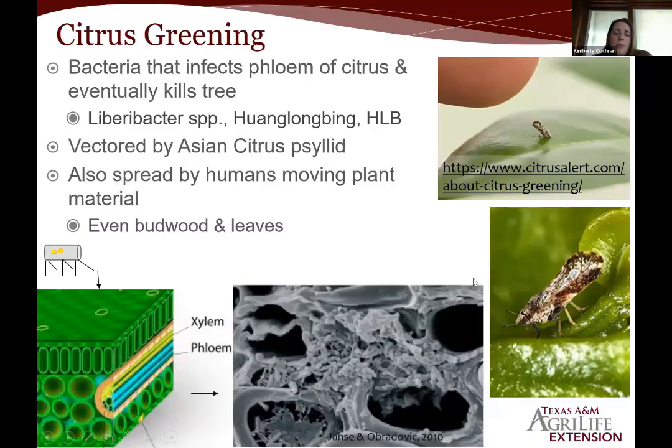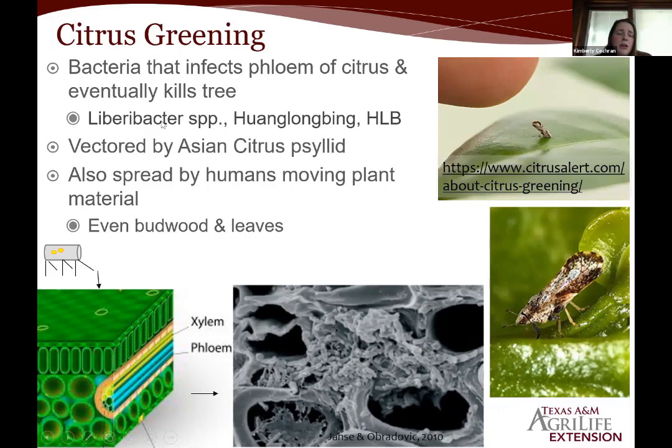All right, so another major bacterial problem that I see a whole lot is citrus greening. And this is, unfortunately, very relevant to you guys. Just last year, you were included in the quarantine area for the Coastal Bend. Citrus greening is caused by bacteria that infect the phloem of citrus trees, and it does eventually kill the tree. It's caused by Liberibacter bacteria.